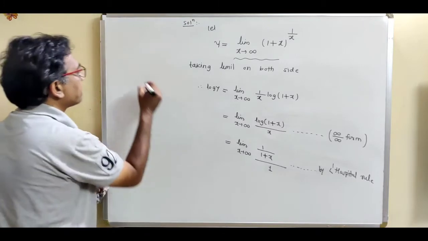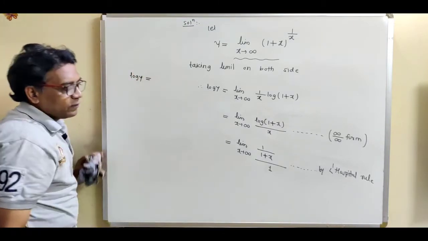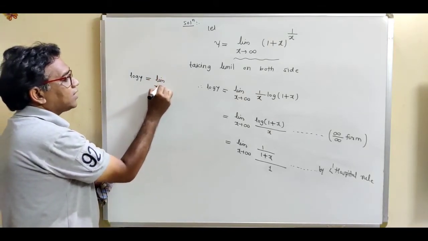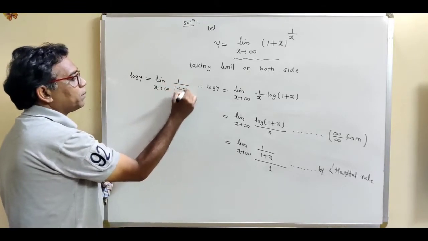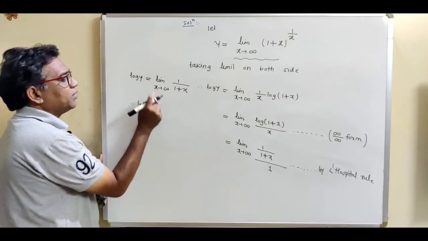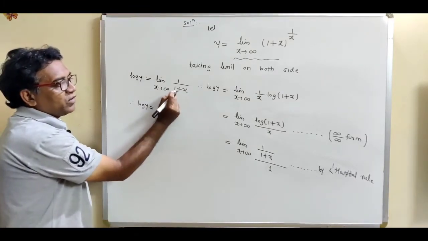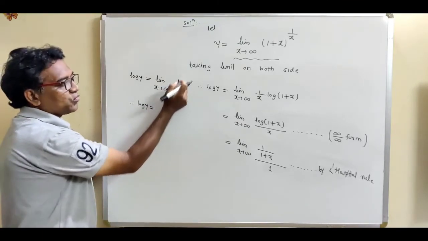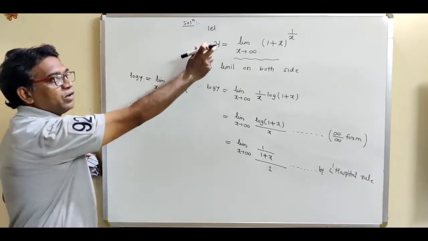So this is our left hand side log y, and this is the limit as x tends to infinity. What is the remaining term? 1 upon 1 plus x. So just solve this limit. Log y is equal to, now put x equal to infinity. 1 plus infinity is again the bigger term, infinity. So 1 upon infinity is 0. So now we have to find out the value of y.